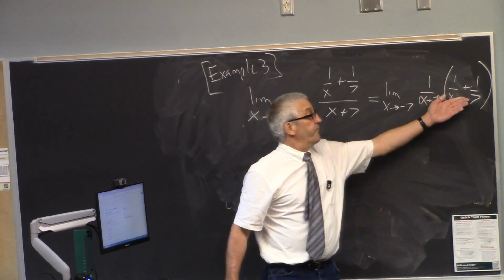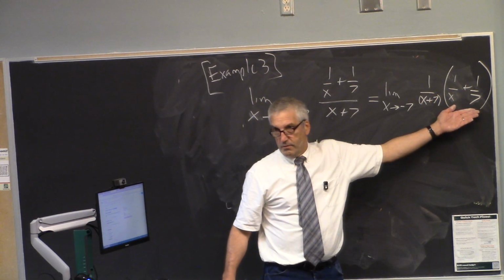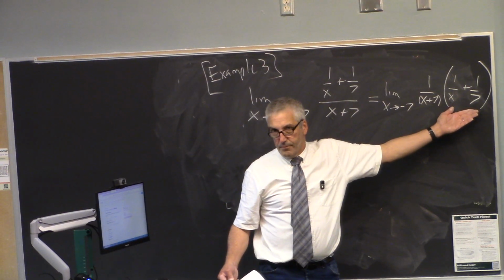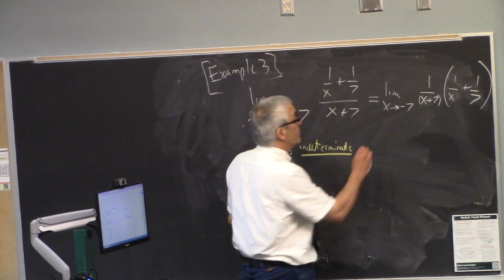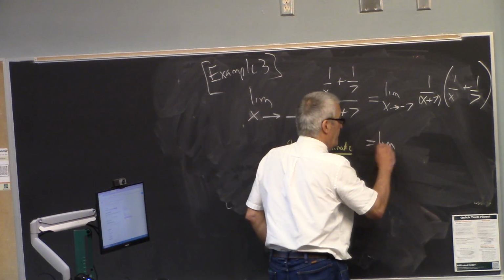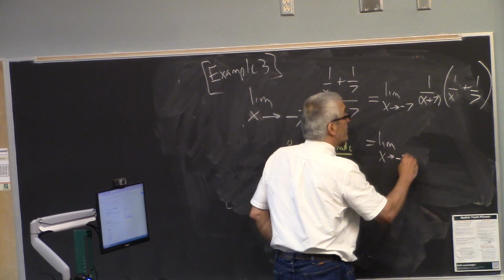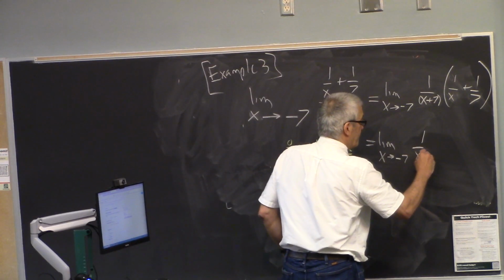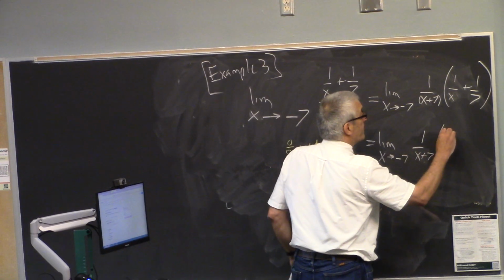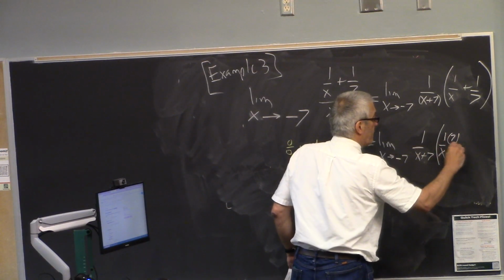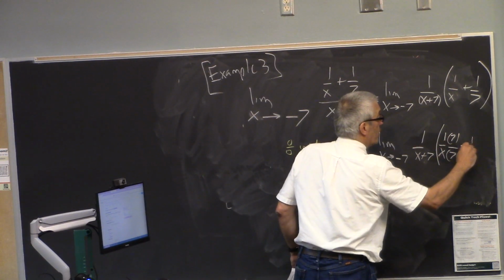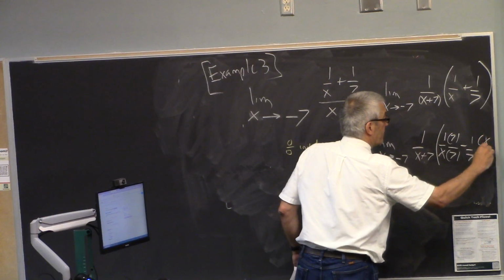And then here we have no choice. We have two fractions that have different denominators, so we've got to get a common denominator. There's no choice here. There's no trick. It's just hard. So this is going to be the limit as x approaches minus 7 of 1 over x plus 7, times 1 over x times 7 over 7 plus 1 over 7 times x over x.